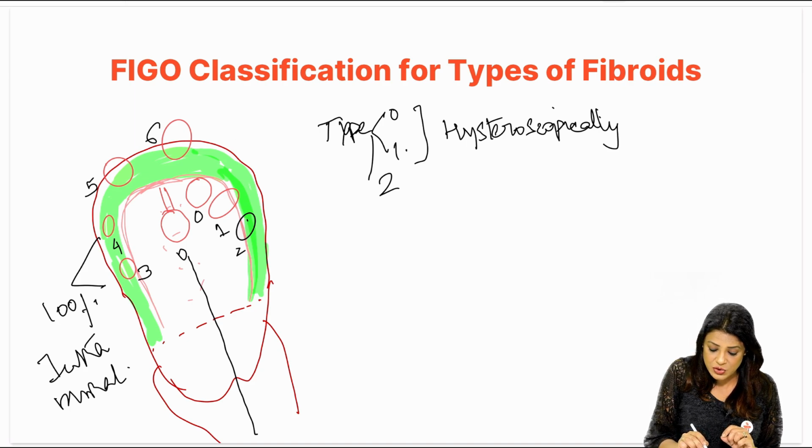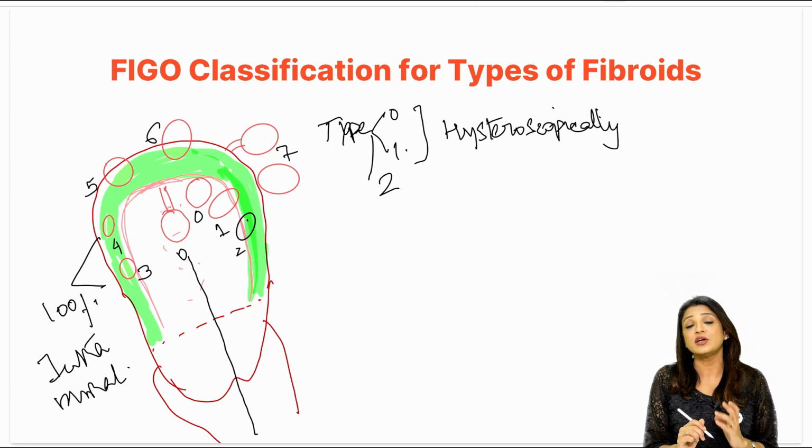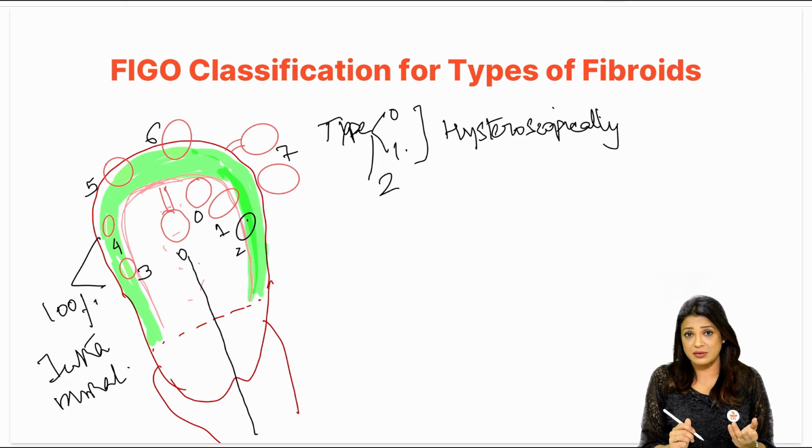Then coming to type 7. Type 7 will be pedunculated subserosal like this, or it will be simply a subserosal like this, just like what we did in type 0 submucous, that is, it can have a pedicle, it may not have a pedicle. Similarly, these two both are 7. Okay, this is category 7. So this can be easily removed without touching the uterus if you are doing a laparoscopic myomectomy.